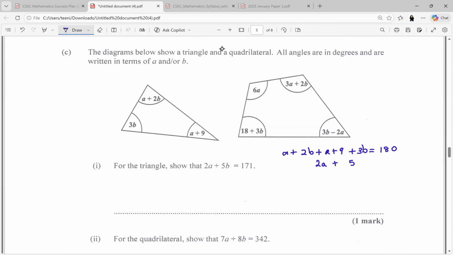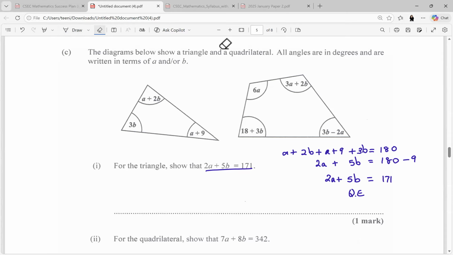As you can see, it's already starting to look like this, right? And then I'm going to move plus 9 to the other side of the equation. So it'll be minus 9. And there we have it. 2A plus 5B is equal to 171. That's what we had to show, and we have shown it. That's why this question is only 1 mark.